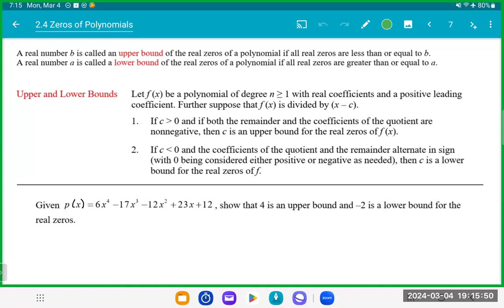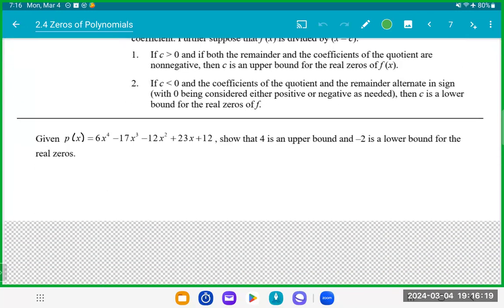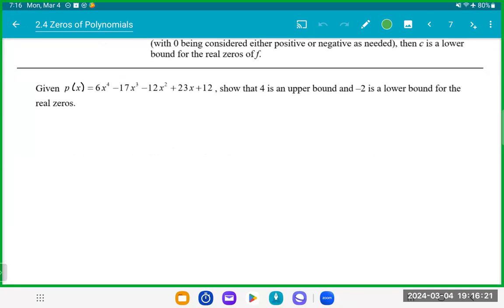Okay. And so this problem here just wants us to show that 4 is an upper bound and -2 is a lower bound. And we can do that by looking at the signs. If all the signs are positive, then it's an upper bound. If the signs alternate positive, negative, then it's a lower bound. So when we're looking at this one, it's telling us 4 and -2.